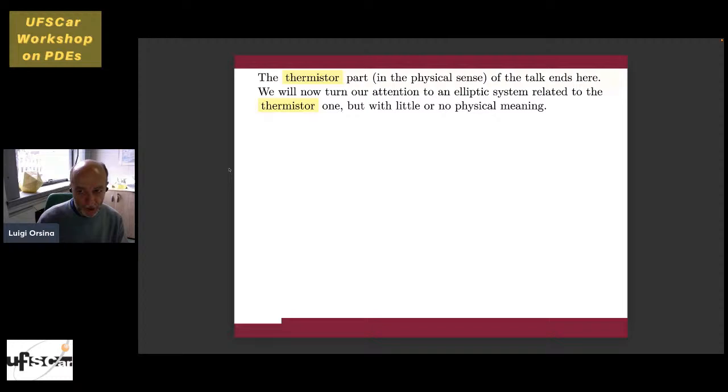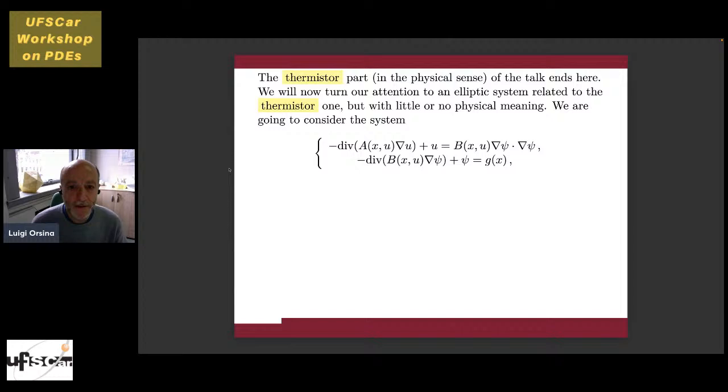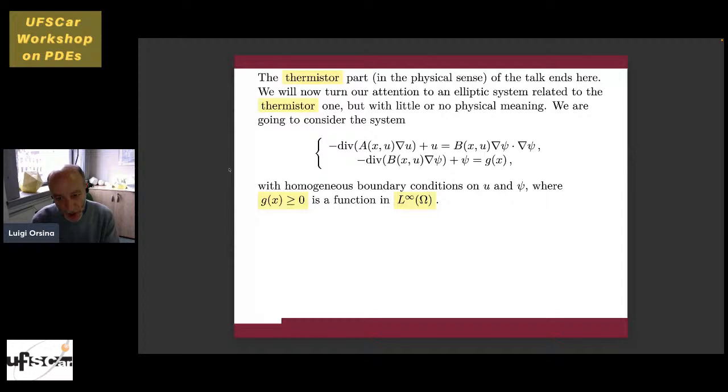So this is the system which strongly resembles the thermistor problems we have seen before, under some assumptions on the functions A and B, which appear here. And since it is almost like that one, I will underline the differences from the one I showed you before. So here we have homogeneous boundary conditions on U and Psi, and G is a non-negative function bounded on omega.